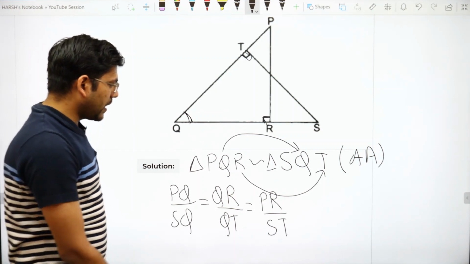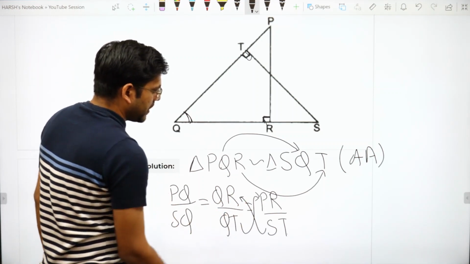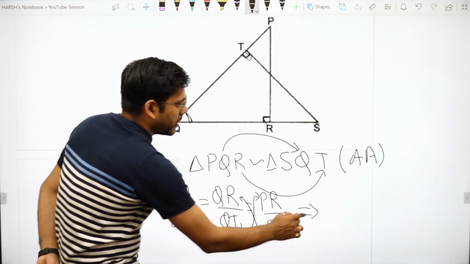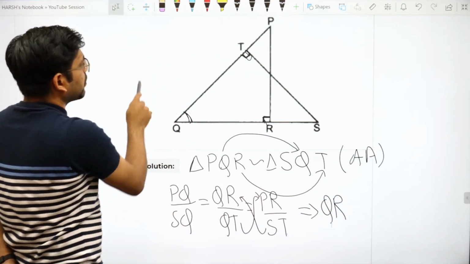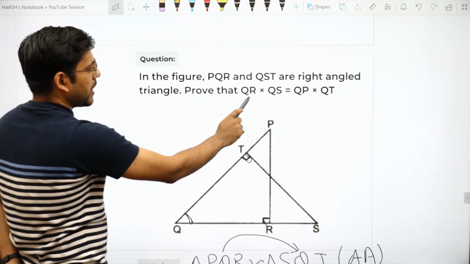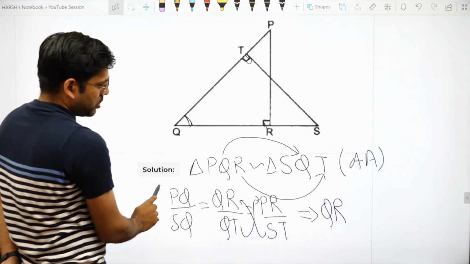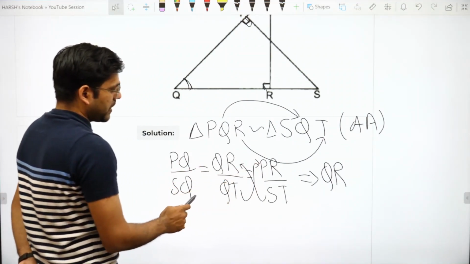So I guess now the answer is yours. You will just cross multiply it here, and you will get the answer. Just do the cross multiplication. You will be getting QR into ST. QR into, let me check what was the QR into QS. They need QR into QS. So QR into QS, sorry, not this one. You have to multiply these two.